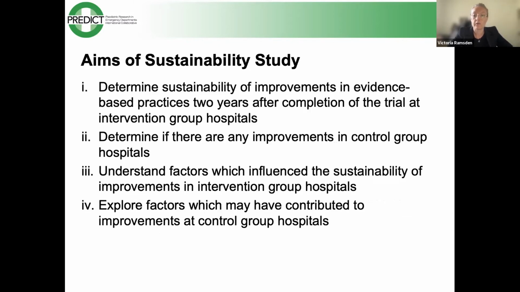So the primary aim of this study is to determine if interventions from the previous KT study have been effective in sustaining improvements 2 years after the study completion at the intervention group hospitals. Other aims are to determine if there are any improvements in control group hospitals, to understand the factors which influence the sustainability of improvements in intervention group hospitals, and to explore factors which may have contributed to the improvements at control group hospitals.